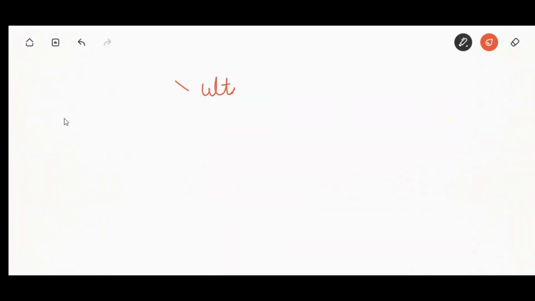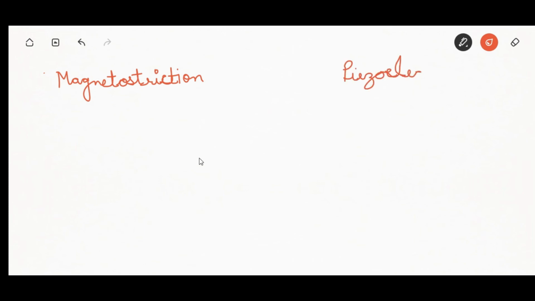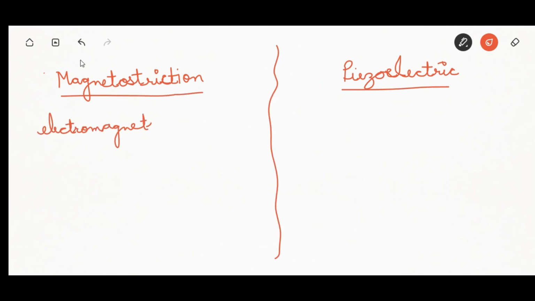The next topic we are going to discuss is ultrasonics in endodontics. The important point that you have to remember is that the first to introduce the concept of ultrasonics in endodontics was Richman. There are two basic methods for ultrasound production: one is magnetostriction and the other is piezoelectric. What is magnetostriction? It converts electromagnetic energy into mechanical energy.